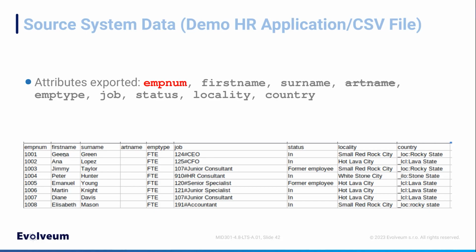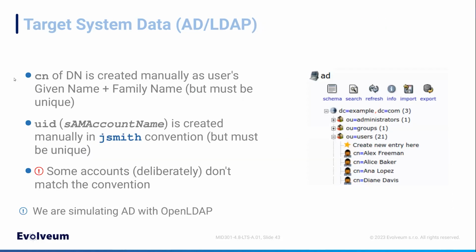We are exporting the following data. We have about 16 users which we will export. The attribute which will be the key is the employee number, empnum. There are some other attributes, but we will not need to take care of them at this moment. Then we have a target system. This target system is either Active Directory or LDAP. We are using LDAP, but we are pretending that it is Active Directory.